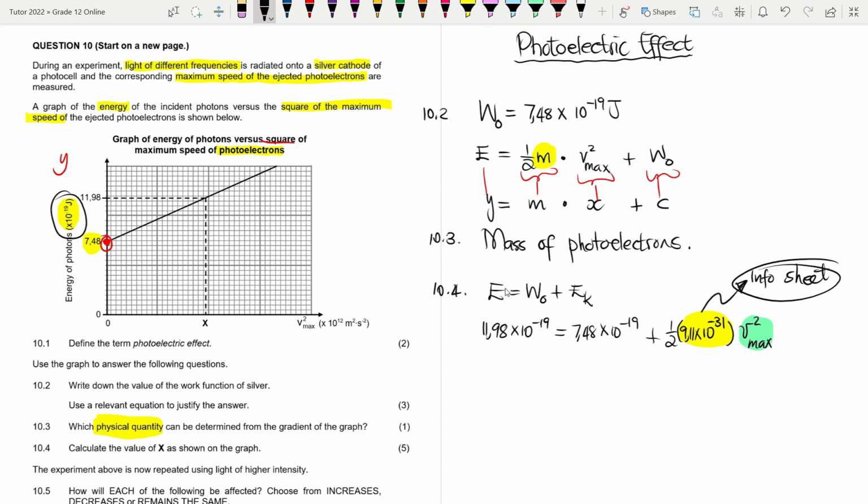Now we only have one unknown. So if we have mass, can't we also just find x using the gradient? Yeah, that's true. You can also just use the gradient to find your missing x. So your coordinates will be that one I marked and this one. Yeah, definitely.